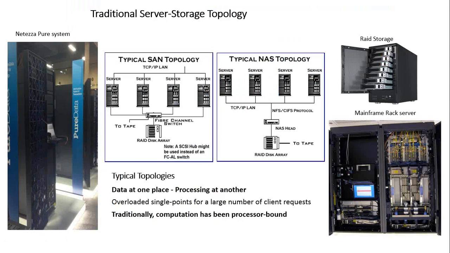I'll skip this. So typical traditional server storage used mainframes or analytical appliances, which use a storage area network or network attached storage, which again have a RAID operating system or RAID disk array to store and provide data. These topologies have data in one place and processing in another. Servers were doing the processing and the data was being stored in those RAID boxes, and they're overloaded as single points for a large number of client requests. When a huge number of requests comes, this would be a typical bottleneck. And this is completely process oriented.